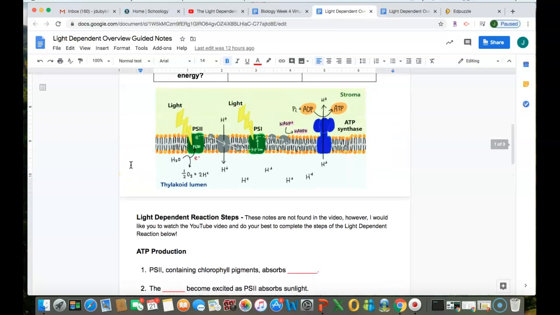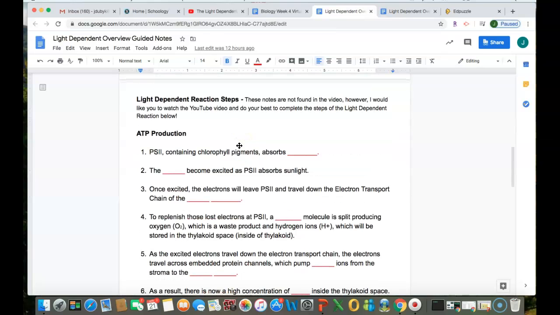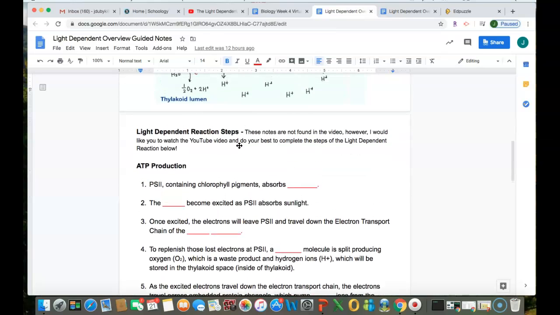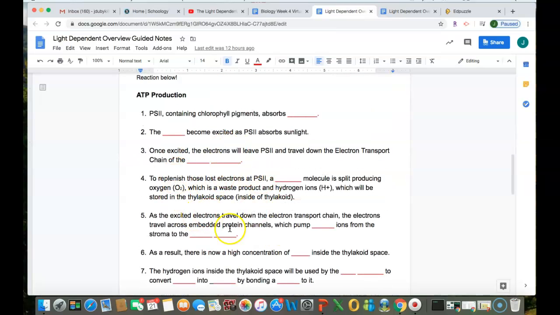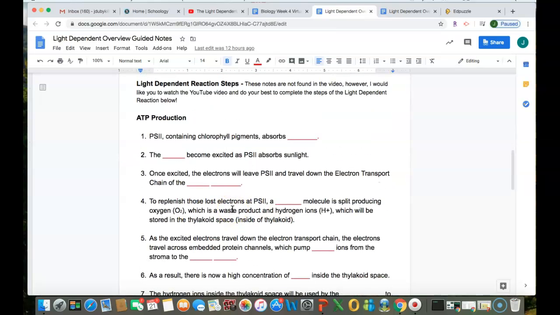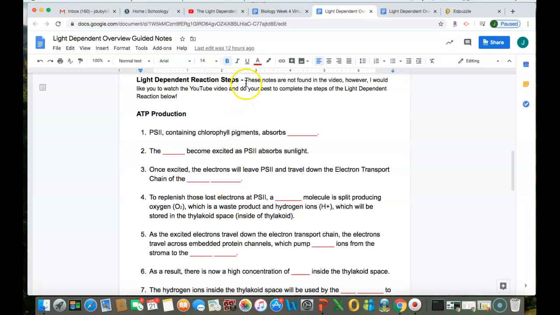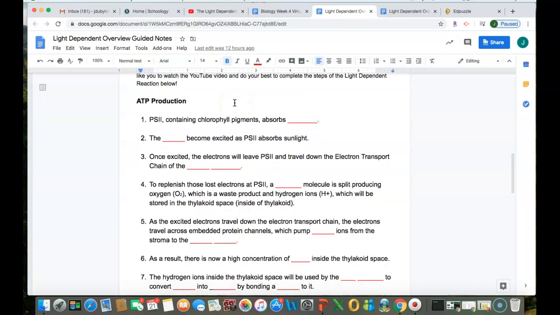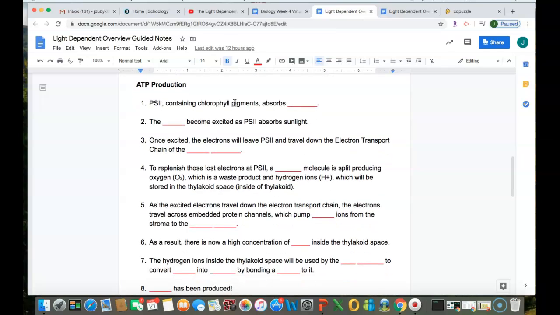Now, in the YouTube video, I demonstrate and talk through the process of the light dependent reaction using this diagram here, but I don't really provide you with a step-by-step procedure. So this is what this part of your guided notes is here, and I give you a little explanation. These notes are not found in the video. However, I would like you to watch the YouTube video and do your best to complete the steps of the light dependent reaction below. So these are the steps to the light dependent reaction.